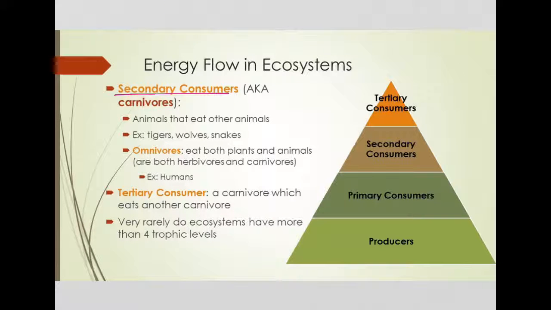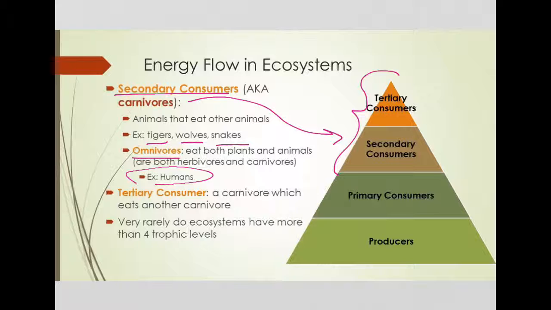Secondary consumers, or carnivores, in fact tertiary and secondary will be carnivores. These are animals that like to eat other animals. So these are things like tigers, wolves, snakes, etc. Omnivores can be at this level. Omnivores will eat both plants and animals, so they are both herbivores and carnivores. So we, for example, are omnivores.